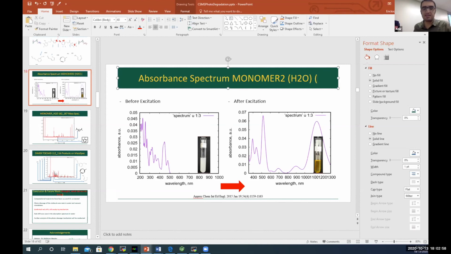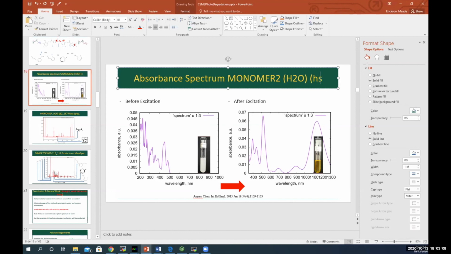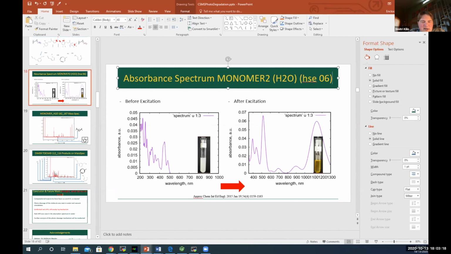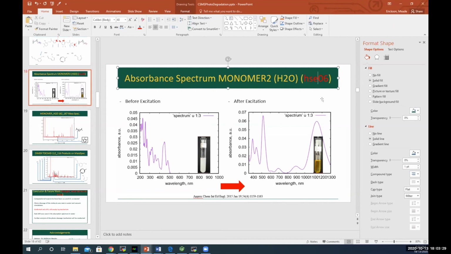Okay, thank you. I'm sorry, what was the exact name for this? HSE06. These abbreviations stand for the last names of three scientists who designed this functional: Heyd, Scuseria, Ernzerhof. It just uses a contribution of Hartree-Fock exchange added to the total energy, which increases the gap. Okay, good. Thank you.